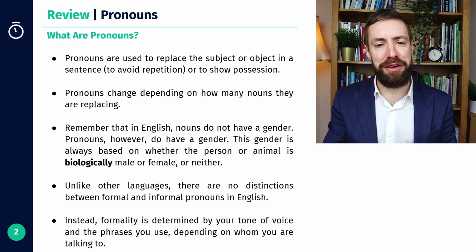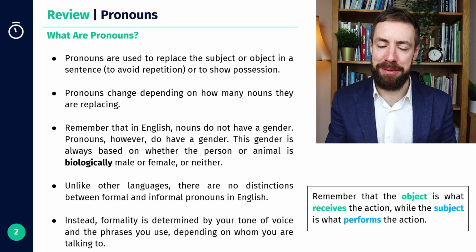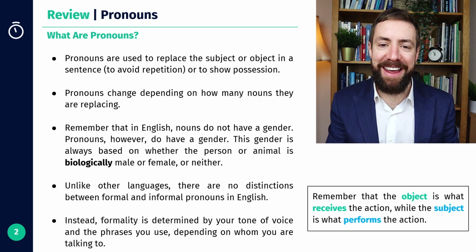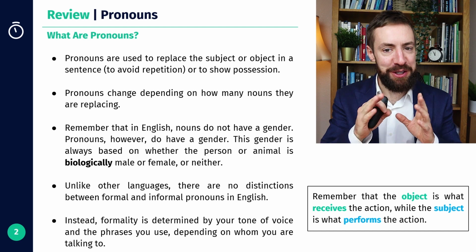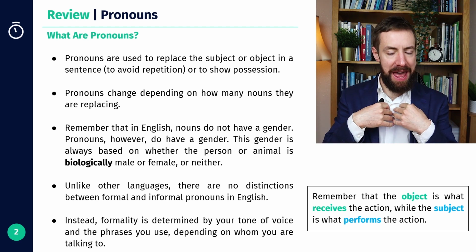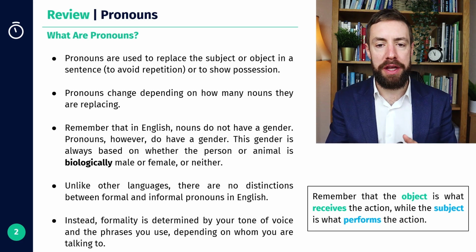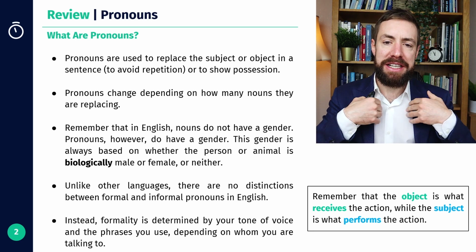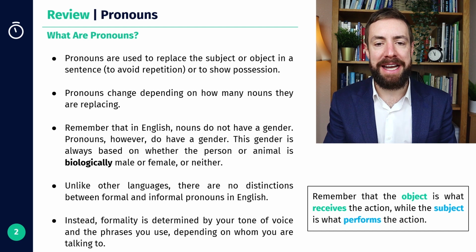And in case you saw those words object and subject and thought, oh my God, what are they? Let's quickly do a review. So the object is the thing that receives the action. The action happens to the object, and the subject does the action, or more technically, performs the action.